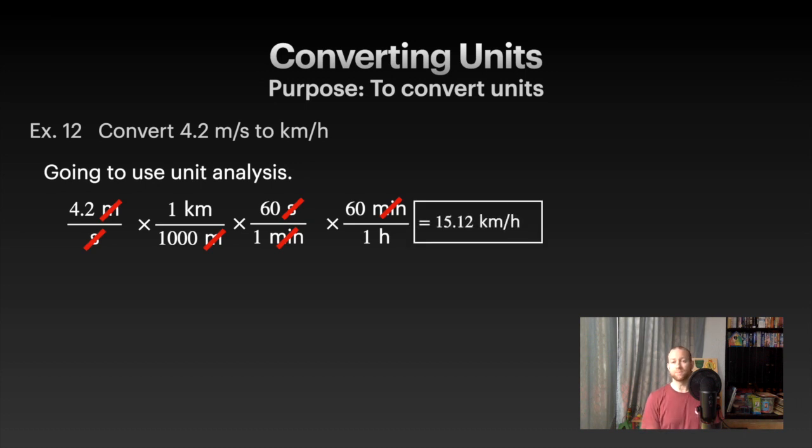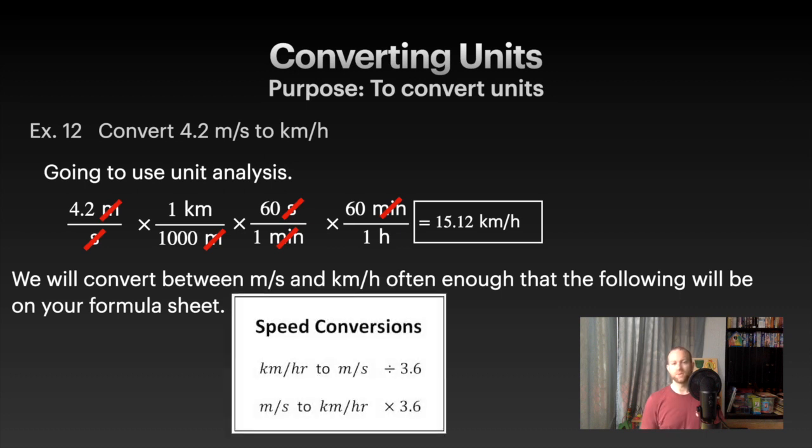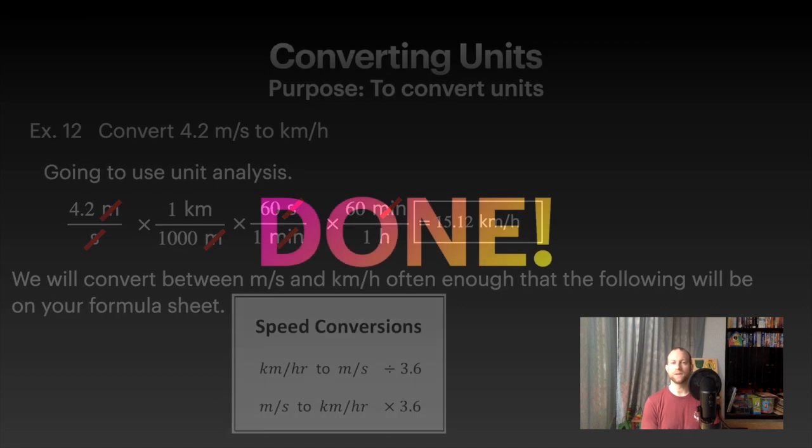Now, this is a long process, and I don't want you to do this for every single question. So what's going to happen is I'm going to give you some conversion on your formula sheet. You're going to have this. This is copy and paste from the formula sheet. So if you tried that for this question, if you did 4.2 times 3.6, you'd get 15.12. If you need to know where that comes from, I can show you in class, but really it's not overly complicated.